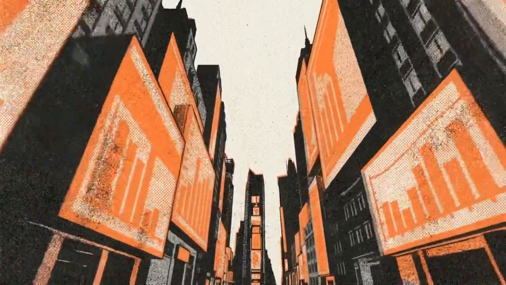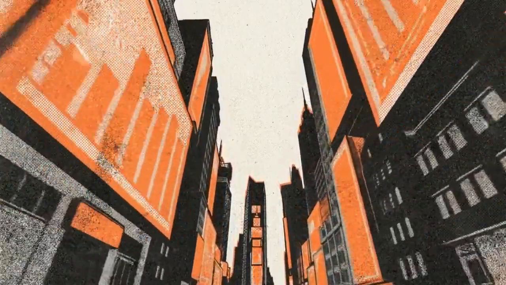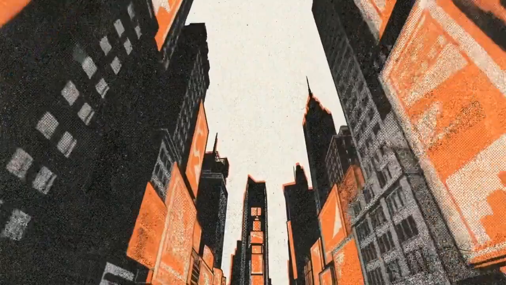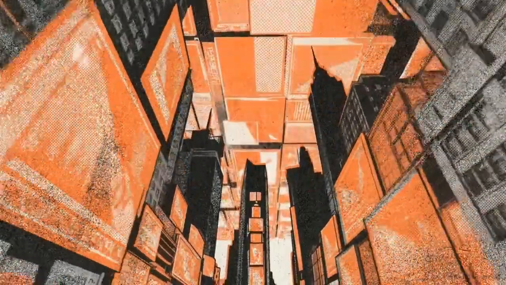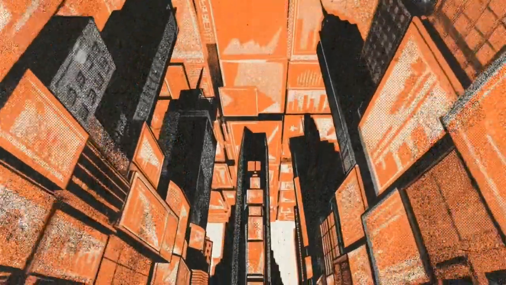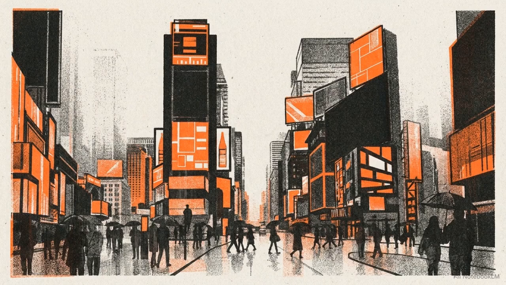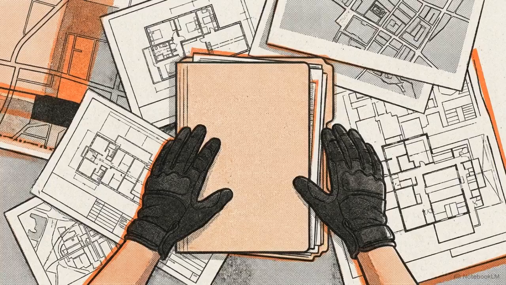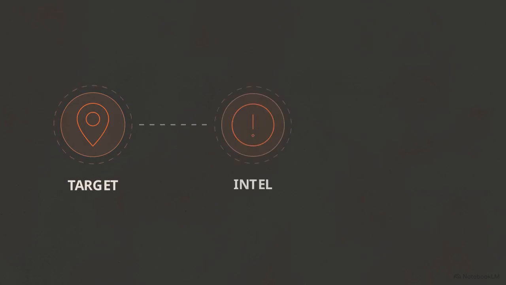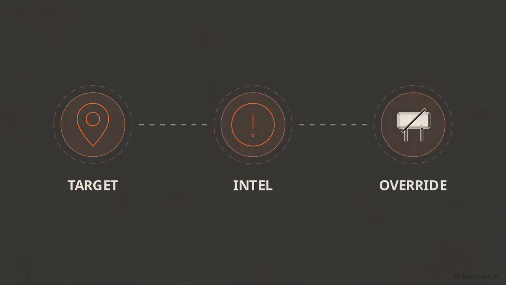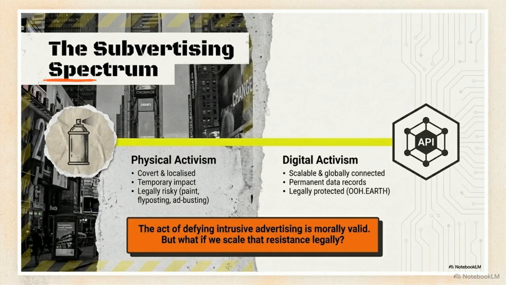Every day, you navigate a visual environment dictated by corporate messaging. These supermassive screens and flashing digital billboards dominate the skyline, competing for your attention and extracting a psychological toll during your daily commute. We are going to change that. In this guide, you will learn the exact sequence of steps to systematically map, report, and physically reclaim these advertising spaces. This chart outlines the modern subvertising spectrum.